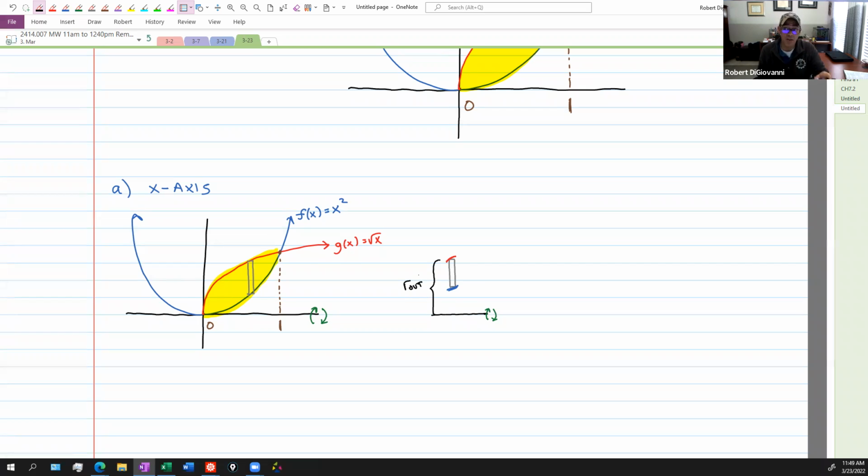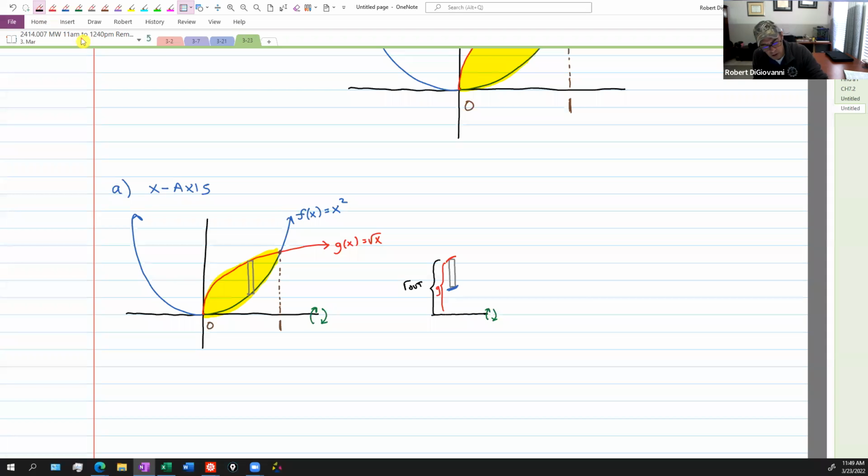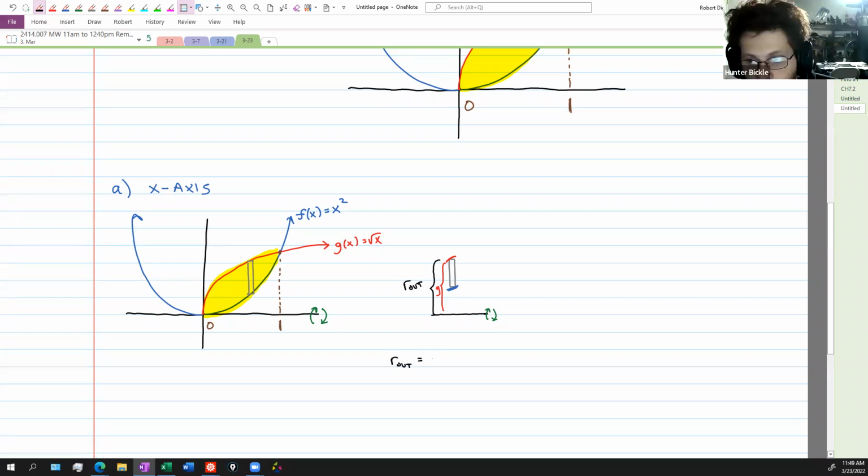Because it's the x-axis, it's also the height of the function, that's what it is. That should be G, sorry. The red is G. This is the G function, right? So what is R out then? It's root x. That's what it is. It's the G function.